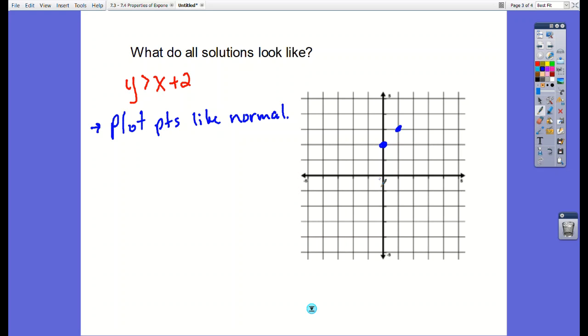There we go. How many points do we need? 2. That's it, right? So once you have your 2 points, you're good. Now, don't do anything else after that. So plot your points like normal. You only need 2 because any 2 points make exactly one line.